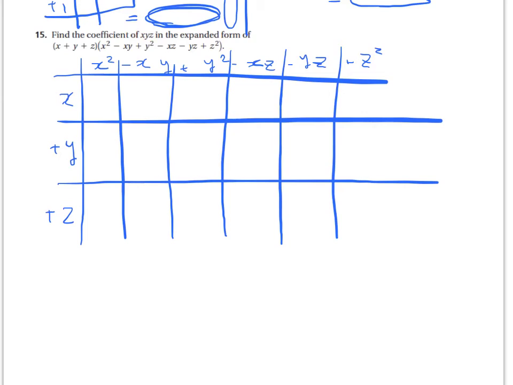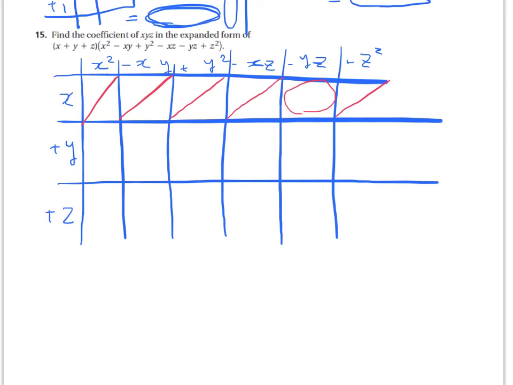So all we want to have is xyz. Right here, do we get xyz? No, we don't. How about here? No, right? Because that's going to be negative x squared y, so we don't care about this. We don't care about this part, but we care about this part because that's going to be negative xyz. And we don't care about this part.